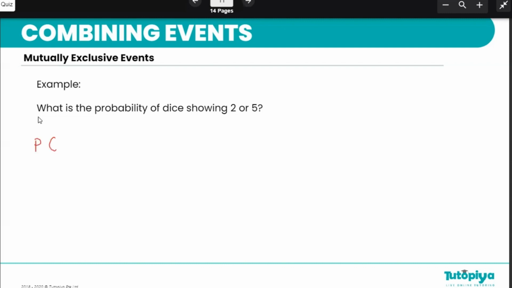So the probability of obtaining a 2 or 5 would be the probability of obtaining a 2 plus the probability of obtaining a 5. Now, the probability of obtaining a 2 on a dice is 1/6, and the probability of obtaining a 5 is again 1/6. So the probability of obtaining a 2 or a 5 is going to be 2/6, which I can simplify down to be 1/3.